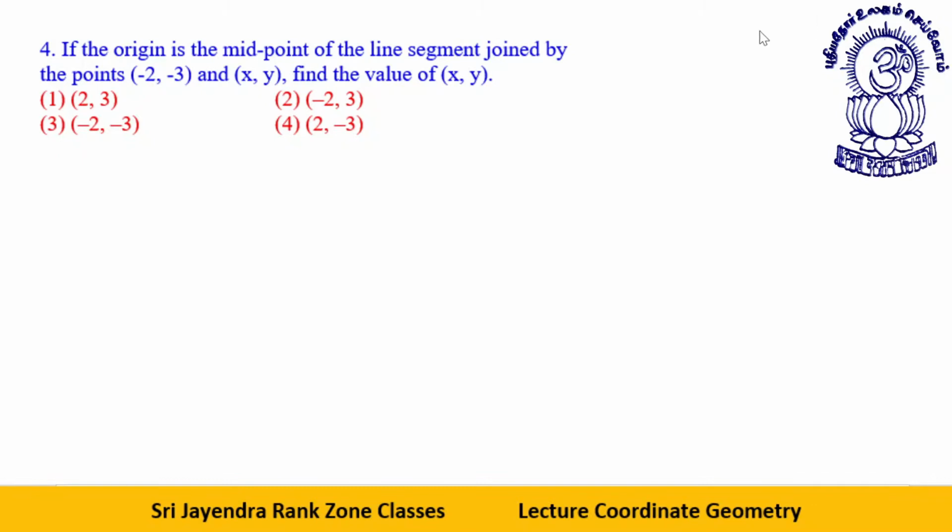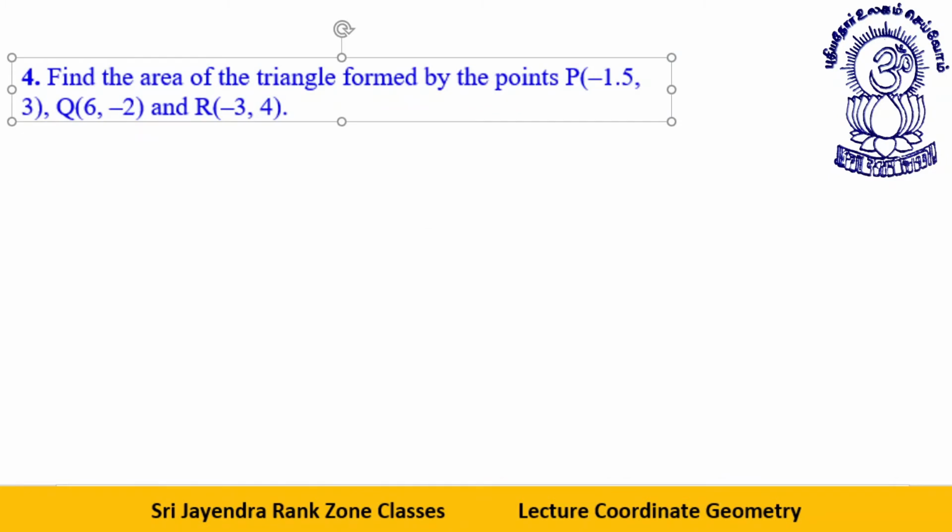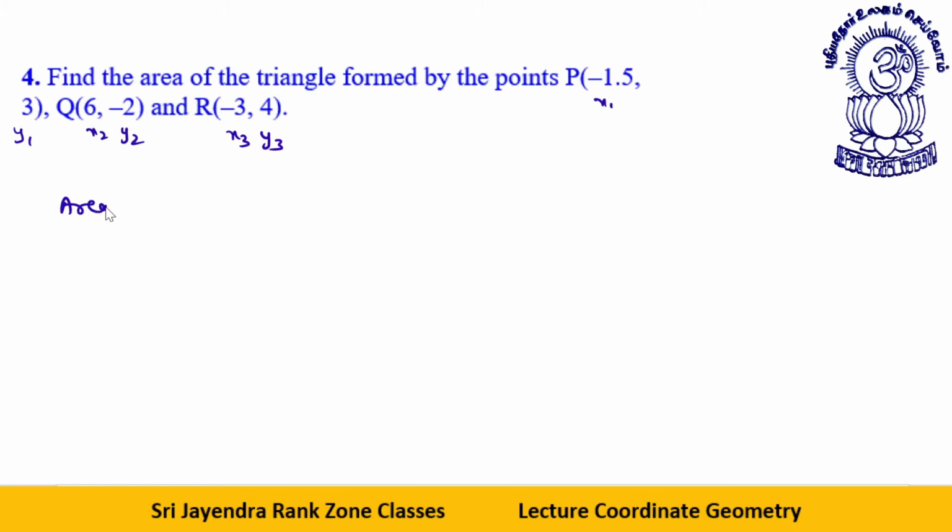Just a second here, students. Find the area of a triangle formed by the points. You are given these 3 points. See, these are the points x1, y1, x2, y2, and this is x3, y3. So as per the formula, what will be the area directly? The area will be half modulus. What is x1? I will write x1 in the bracket, y2 minus y3.